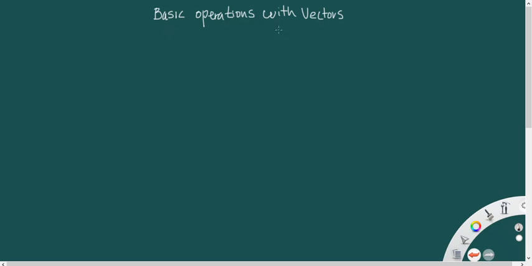From these basic operations with vectors, we already covered how to calculate the length, how to find the components of a vector, and how to sketch a vector in three and two-dimensional coordinate systems. So let's start with some basic operations. The first one that we are going to cover is vector addition.